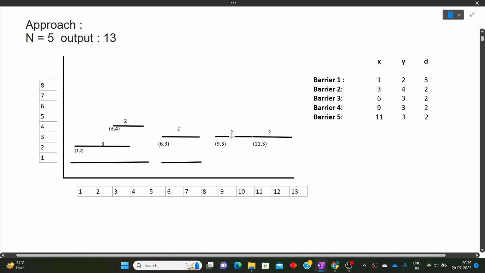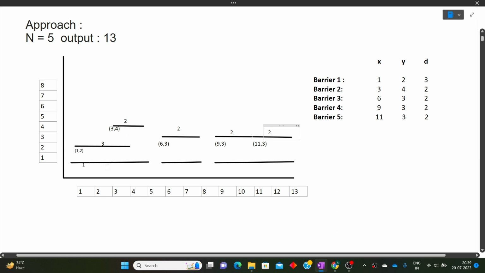So we'll consider these two barriers as a single barrier like this, and its starting point will be from 9 and ending point will be 13. I will tell you later how we are finding the starting point and the ending point. So now what we have done, we have merged the overlapping barriers, and now we have three different barriers, and these three barriers are not overlapping to each other.